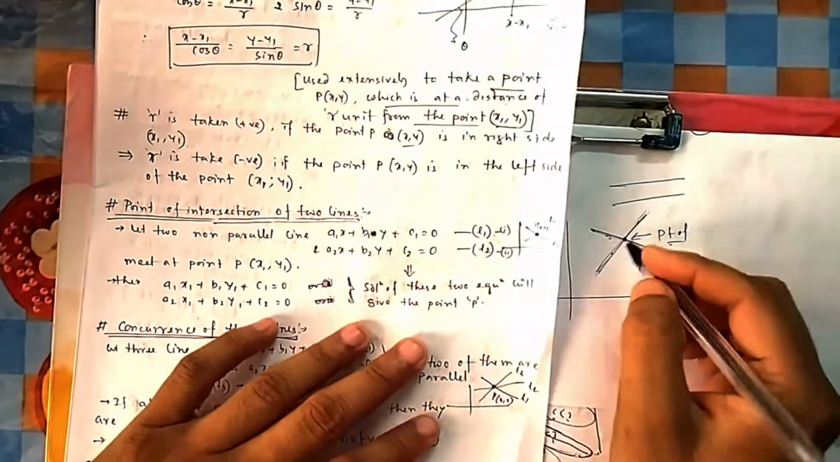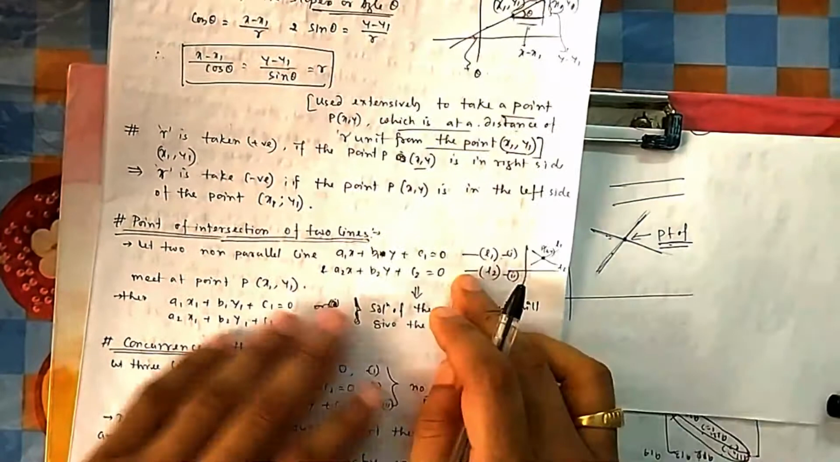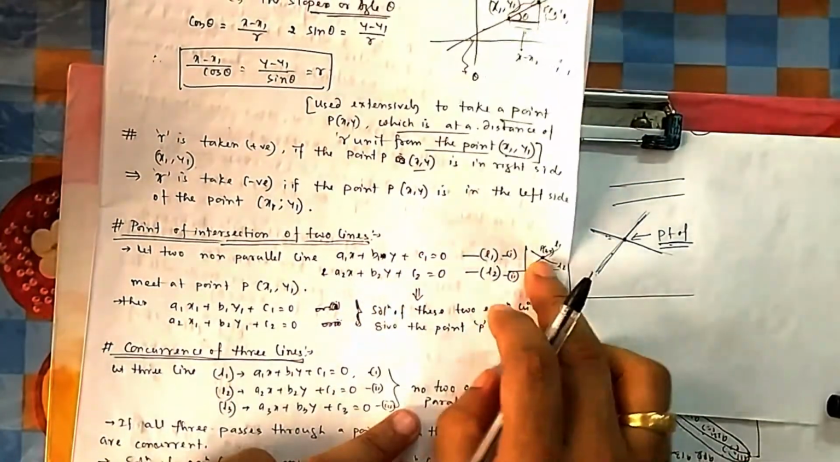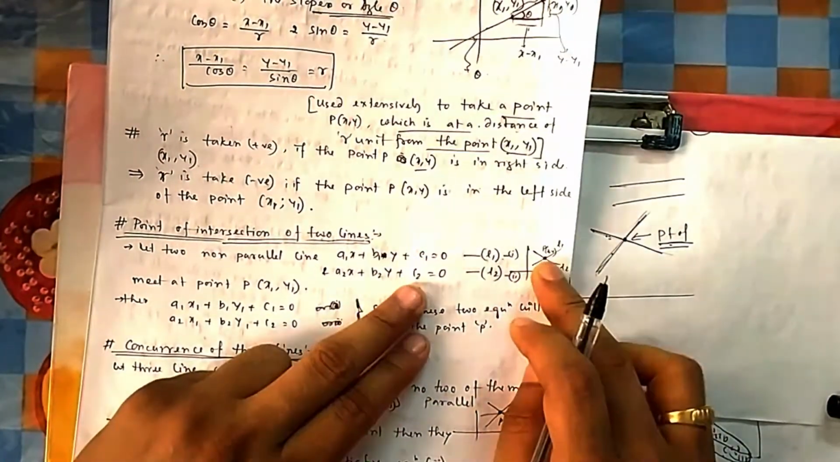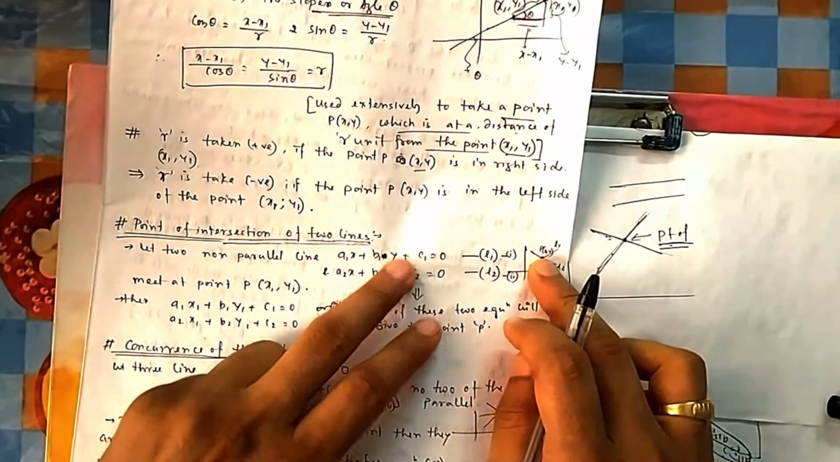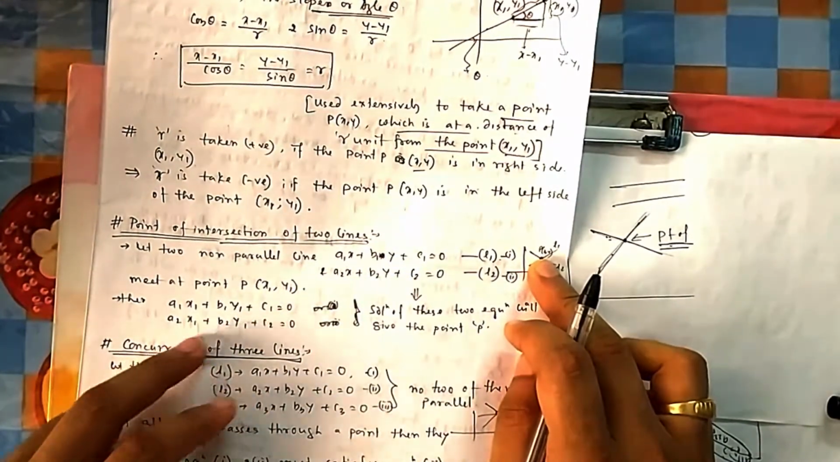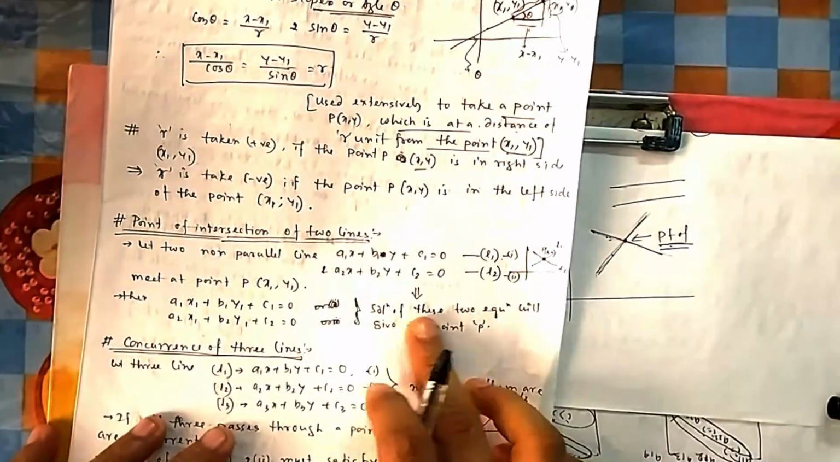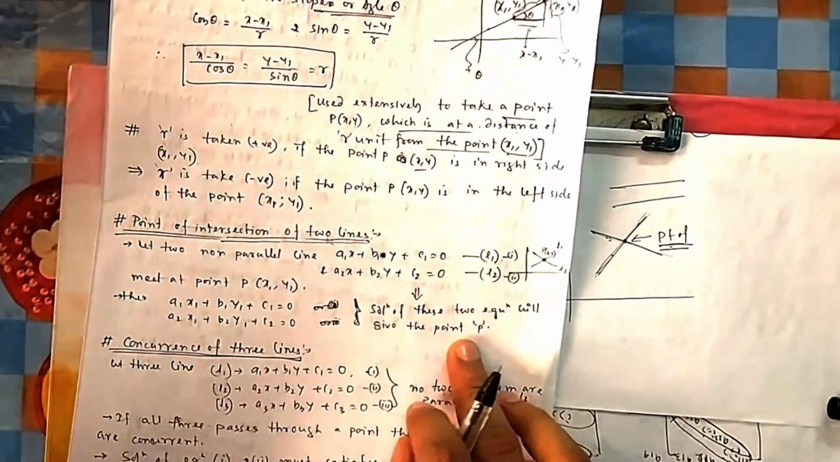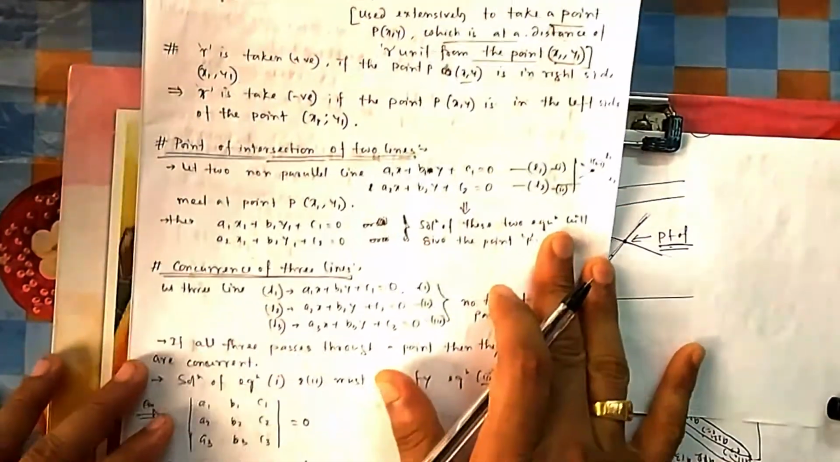So here also, the point of intersection is nothing but what you find if you solve these two equations. Because this point of intersection lies on both lines, it should satisfy both equations. That's why the solution of these two equations will give you the point of intersection. It is as simple as that.